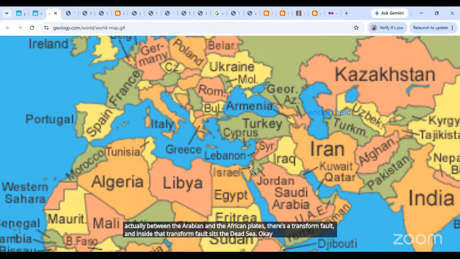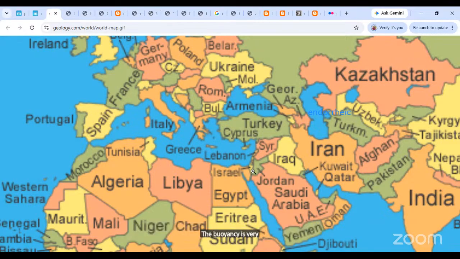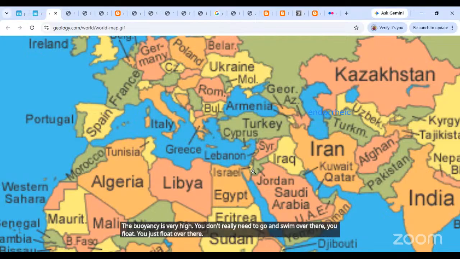Okay, so it is pretty deep, it is pretty low also, and clearly because of that high salinity and the presence of so many minerals, the buoyancy is very high. You don't really need to go and swim over there. You just float over there. Famous, no? Dead Sea is famous for that part. So these are enclosed bodies.